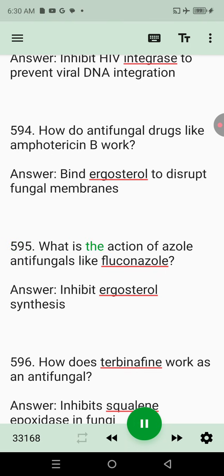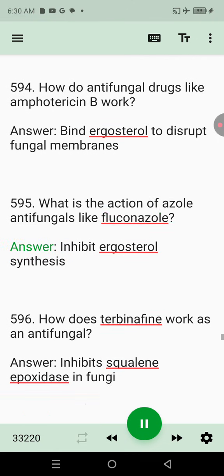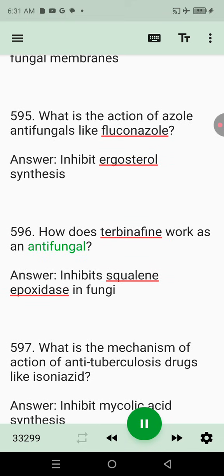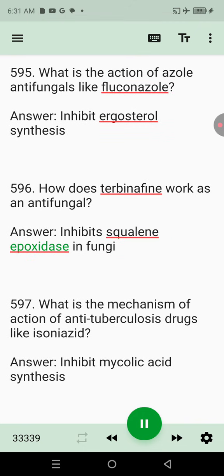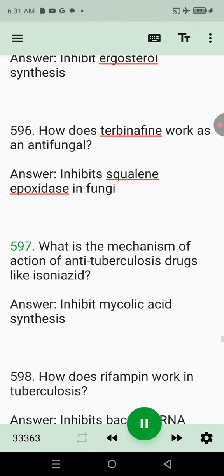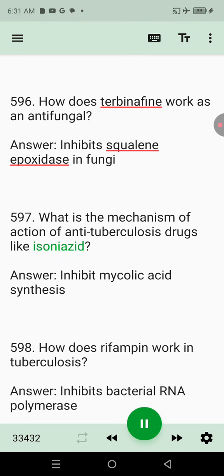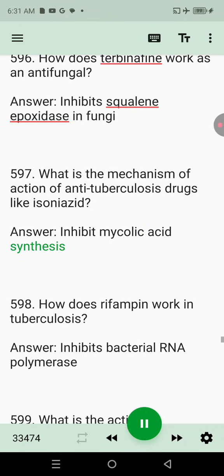595. What is the action of azole antifungals like fluconazole? Answer. Inhibit ergosterol synthesis. 596. How does terbinafine work as an antifungal? Answer. Inhibits squalene epoxidase in fungi. 597. What is the mechanism of action of anti-tuberculosis drugs like isoniazid? Answer. Inhibit mycolic acid synthesis.